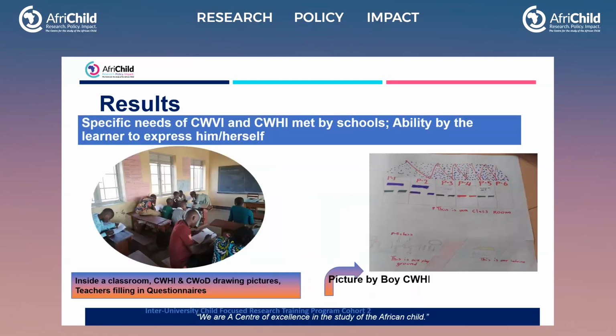Like you see in the next slide, for the specific needs of children with visual impairment and children with hearing impairments met by schools, specifically the ability by the learner to express him or herself. In the picture there, you can see these children actually were able to express themselves. They told us their stories. They drew their stories on the charts because we wanted them to draw for us their home environment, the school environment, the compound of the schools, and they were able to do that, as you can see in the picture. And also inside that classroom, we captured the teachers filling in their questionnaires.